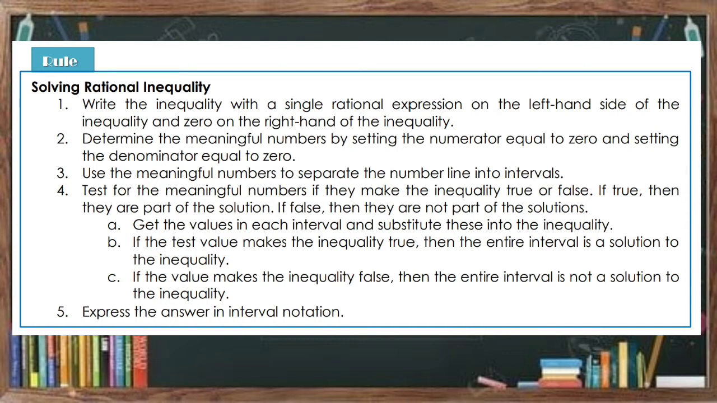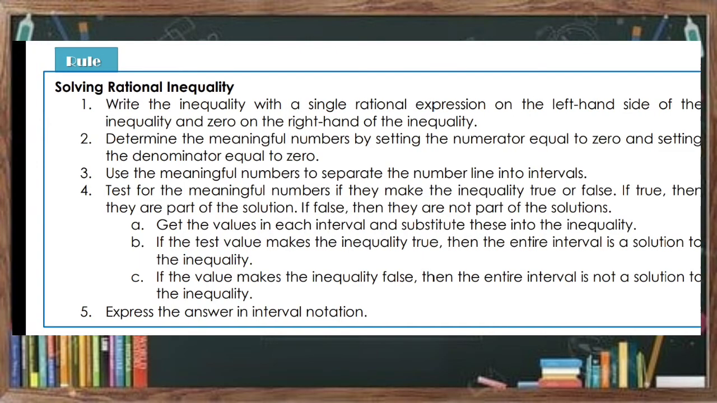A. Get the values in each interval and substitute this into the inequality. B. If the test value makes the inequality true, then the entire interval is a solution to the inequality. And C. If the value makes the inequality false, then the entire interval is not a solution to the inequality. And step number 5, express the answer in interval notation.